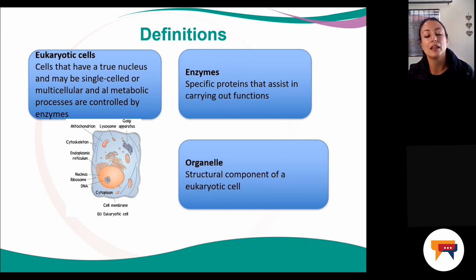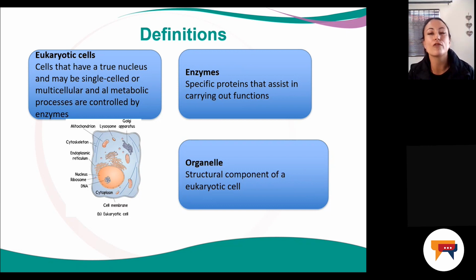And then an organelle. If you think of an organ inside a human's body, these are the different things that make the body work. So organelles are the different little things inside a cell that have their own different little functions and aim to carry out a specific task.